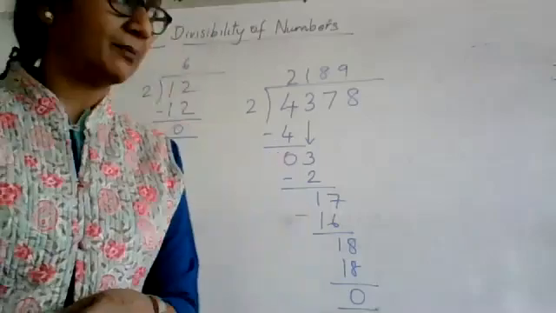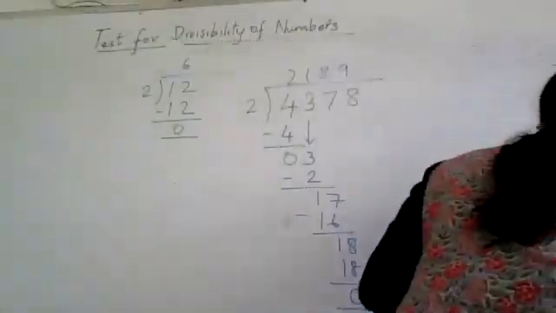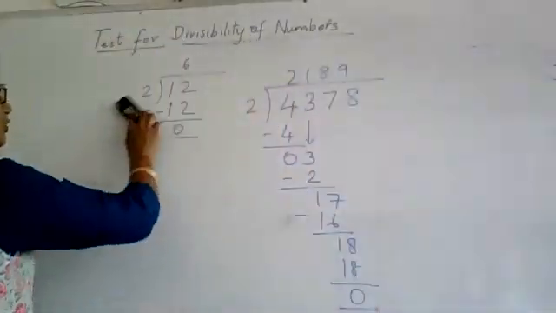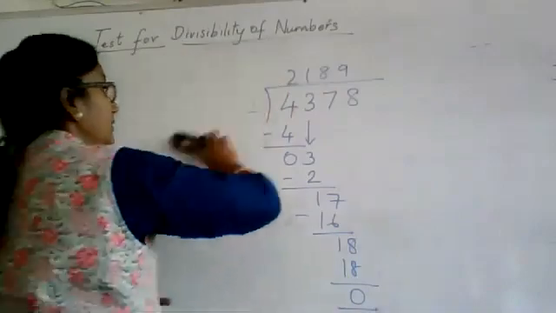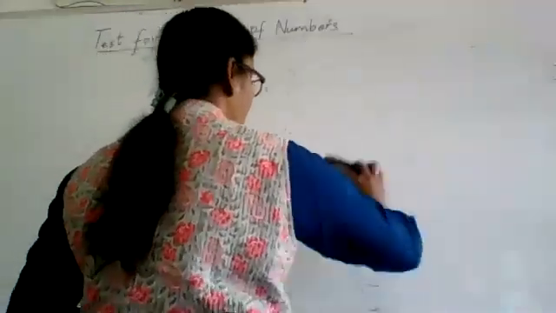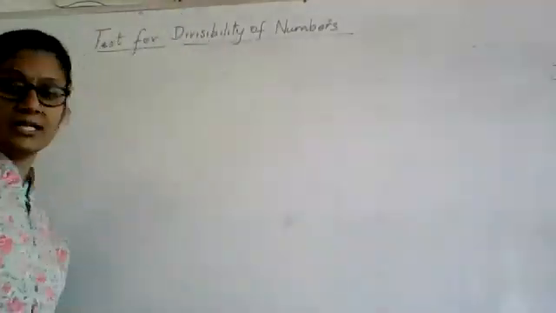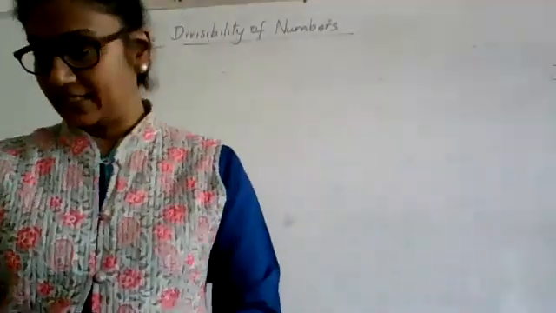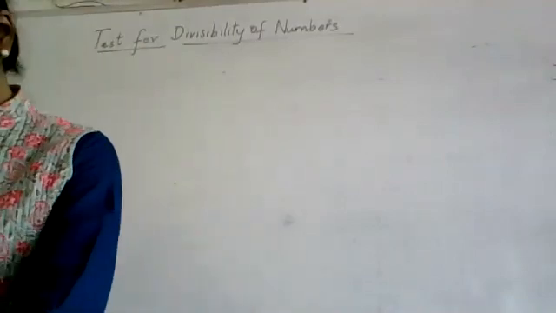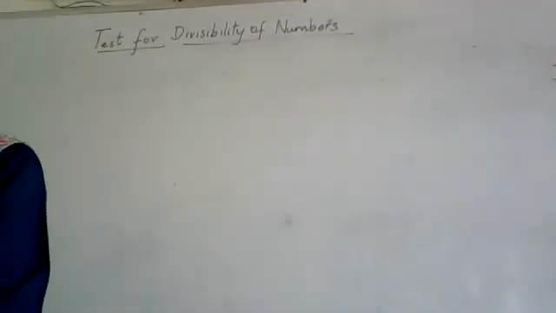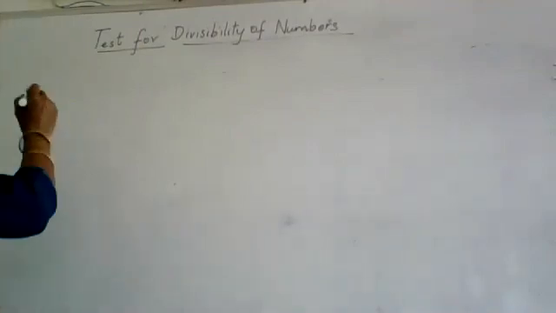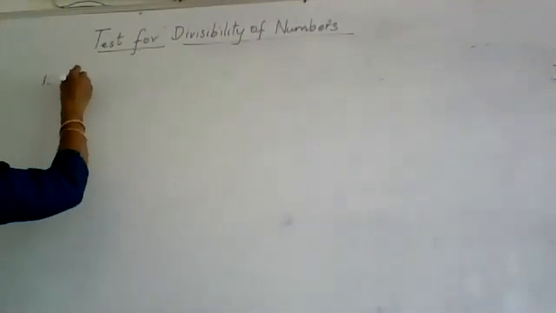So first we will take up the test for divisibility by 2 and try to apply that to find out whether any given number, whether it is a 4-digit number or a 5-digit number, is divisible by 2 without doing the actual division. So first we will write down the test for divisibility by 2. First test, that is divisibility by 2.